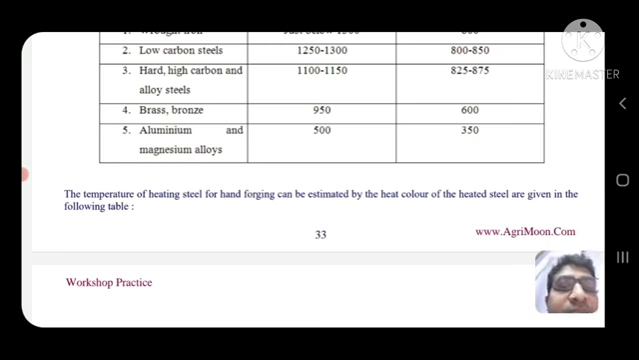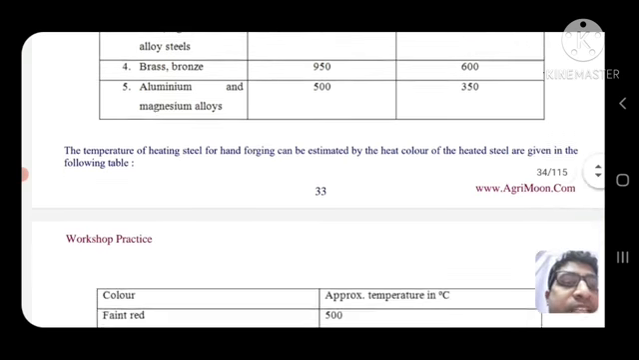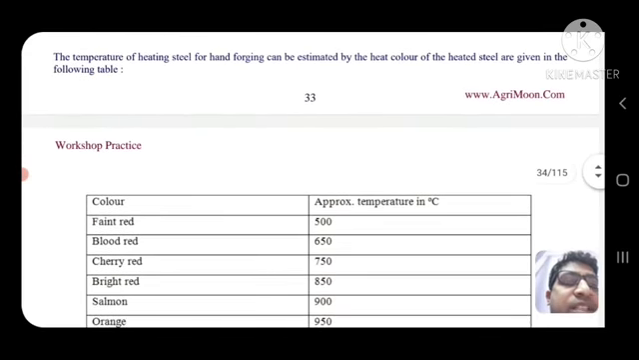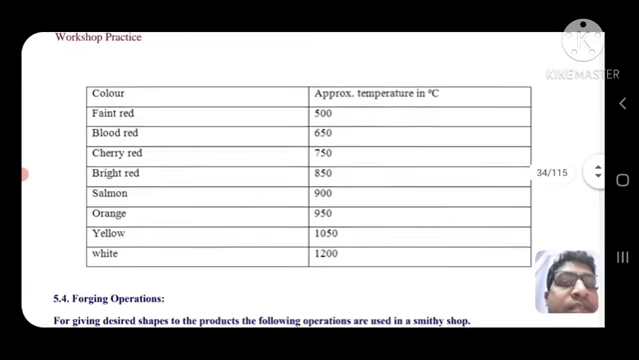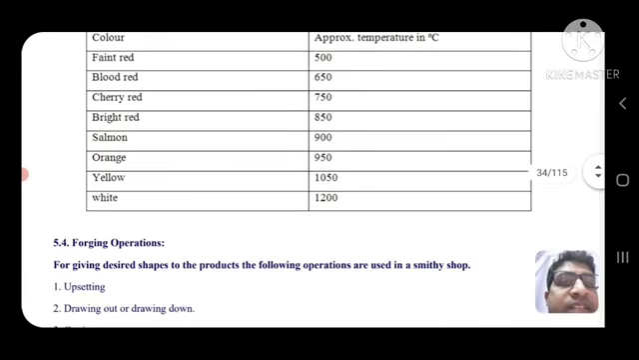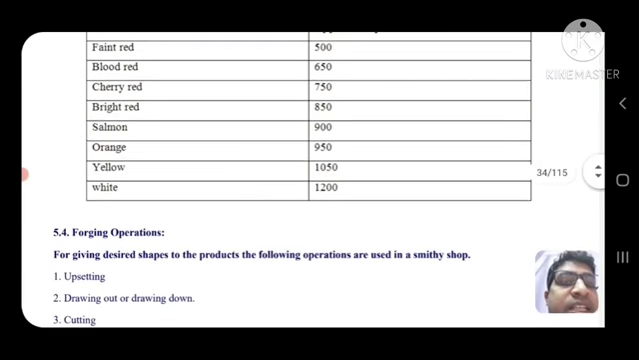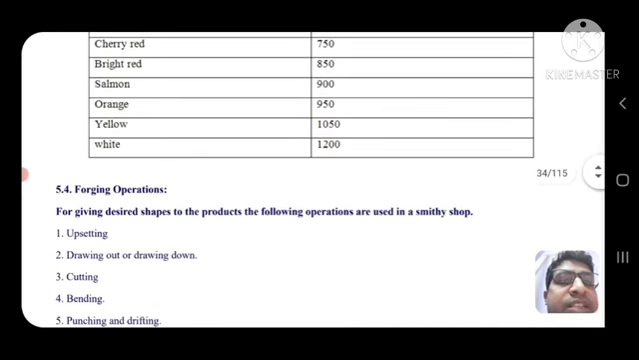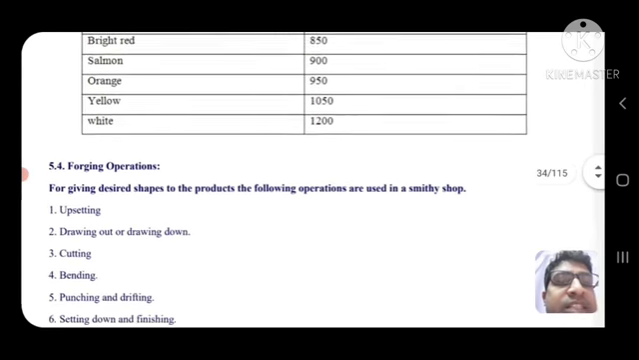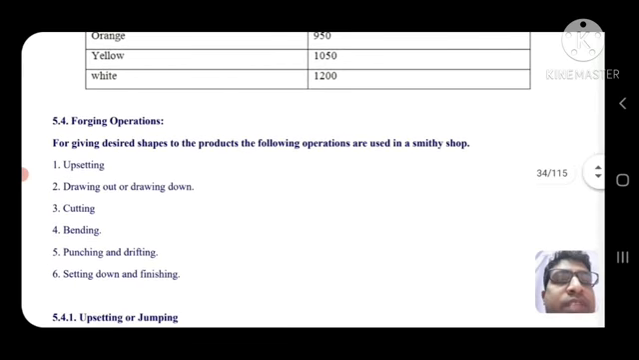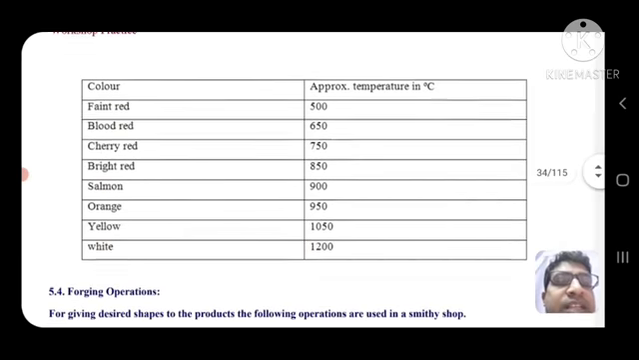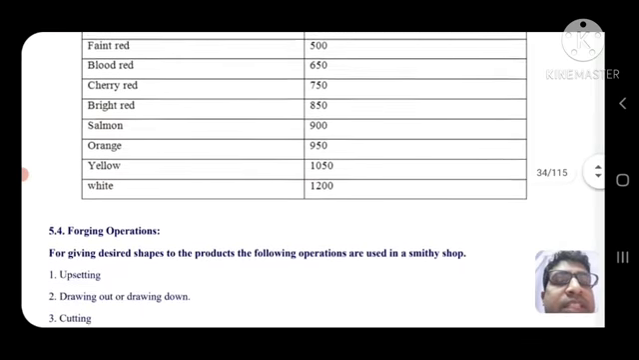The temperature of heating of steel for hand forging can be estimated by the heat color of the heated steel, as given. One is faint red 500, blood red 650, cherry red 750, bright red 850, salmon 900, orange 950, yellow 1050, white 1200. So that is the color and approximate temperature in degree centigrade.